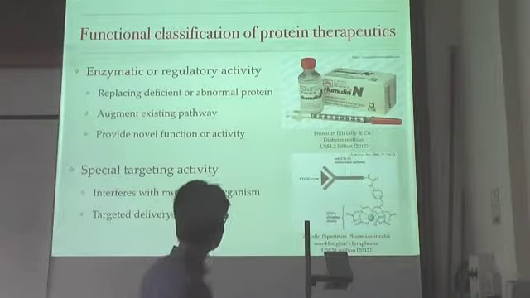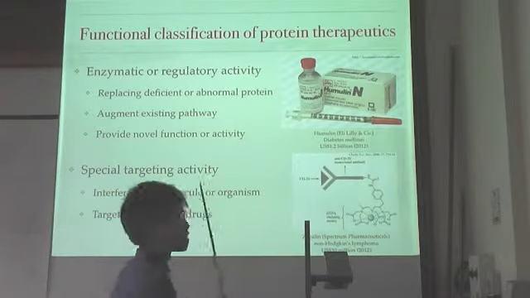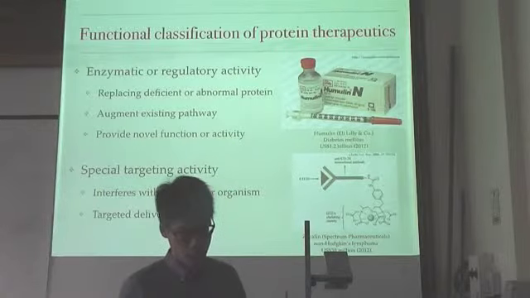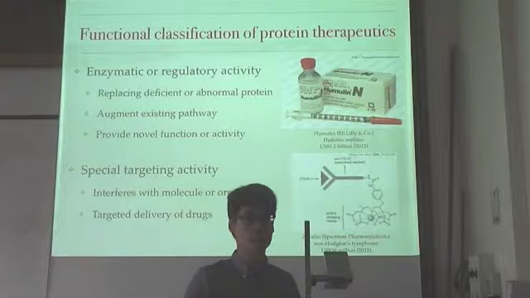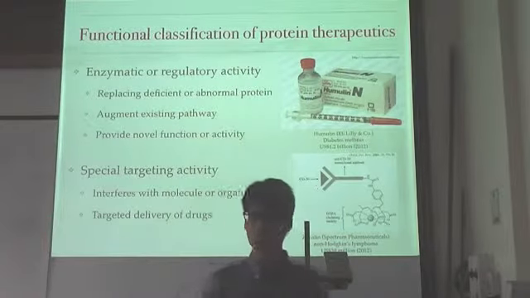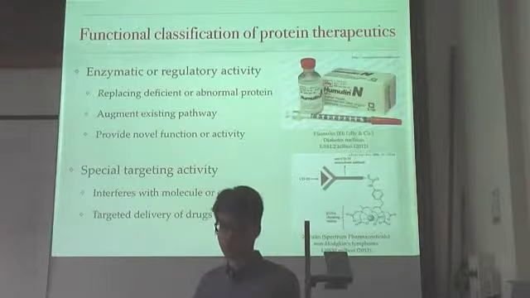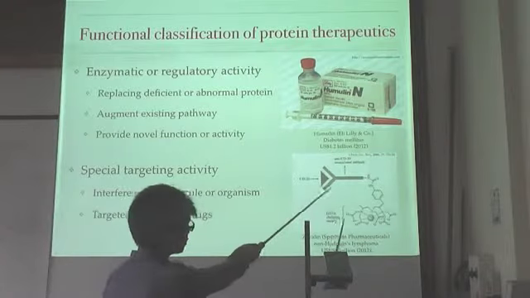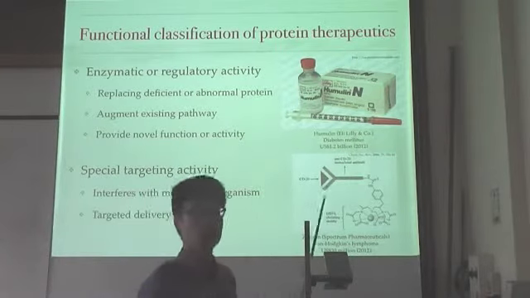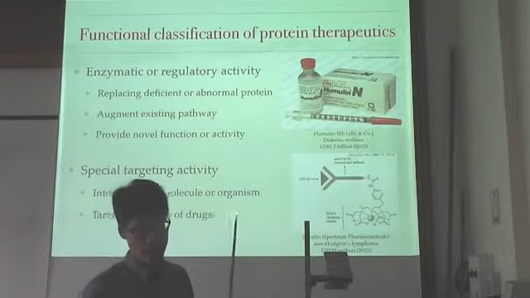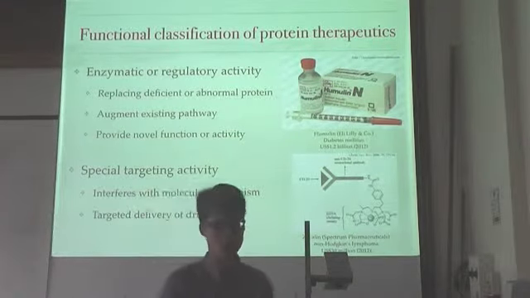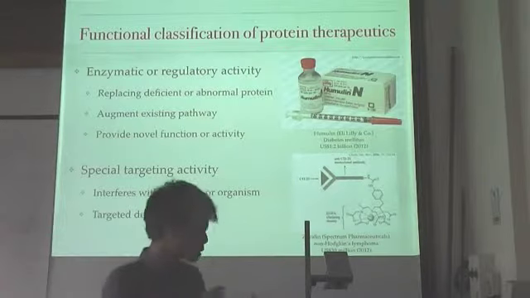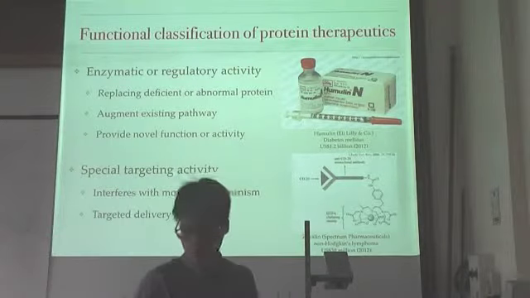In the second class, we have protein therapeutics with special targeting activities. So what we're talking about here is antibodies. Antibodies can target very specifically to your diseased cell, and then can switch on the body's immune system to neutralize the foreign virus or pathogens. In addition, you can also conjugate your antibody to a therapeutic drug, giving you antibody-drug conjugates. And these can allow the cytotoxic drug to target your pathogens in a targeted manner. I'll talk about this in a bit more detail later on.